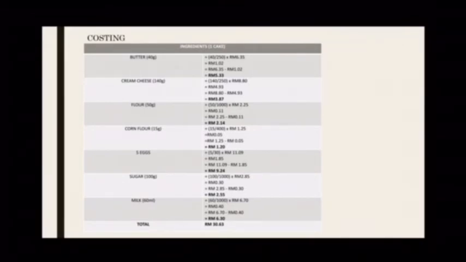Milk 60 milliliter. The price of milk for 1 liter is 6 ringgit and 70 cents. And then we minus, so the cost for milk that we use is 6 ringgit and 30 cents. So the total costing for one cake is 30 ringgit and 63 cents.